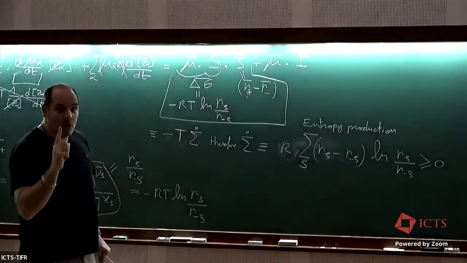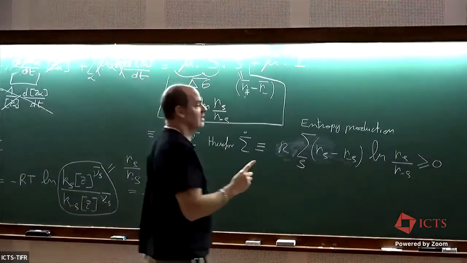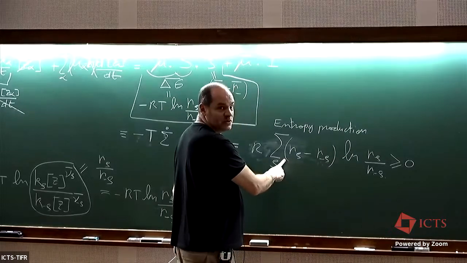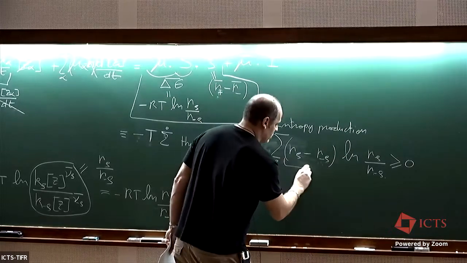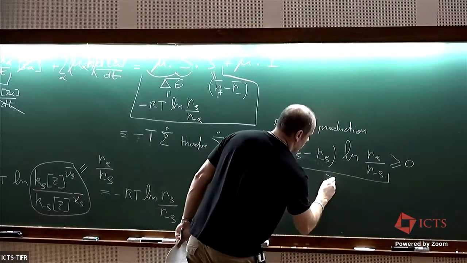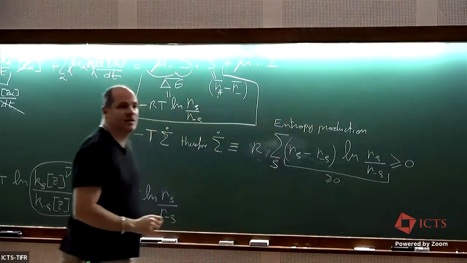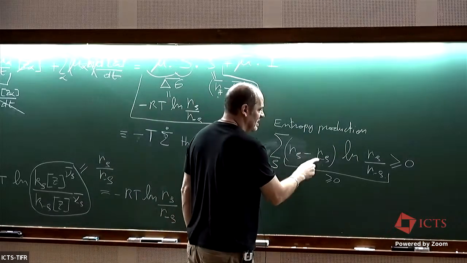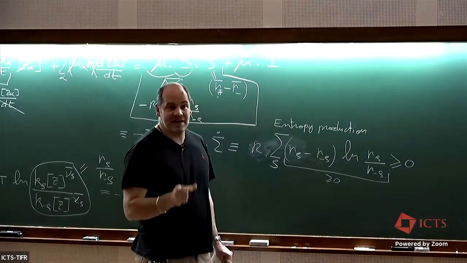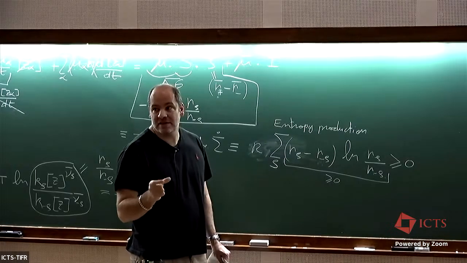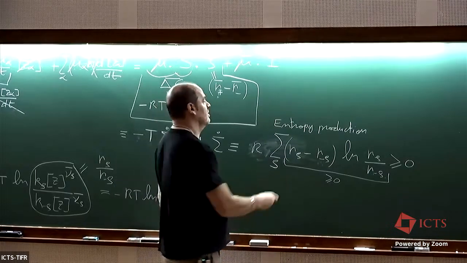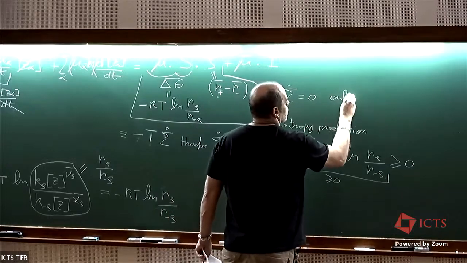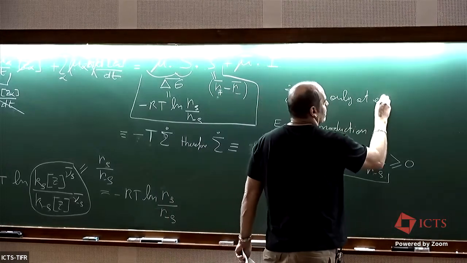And furthermore, not only the sum, this is true for each of the terms. This is also very important. So each of the terms is separately positive, and they are only 0 if the forward and the backward flux vanish. And remember, this is exactly so sigma dot is 0 only at equilibrium.